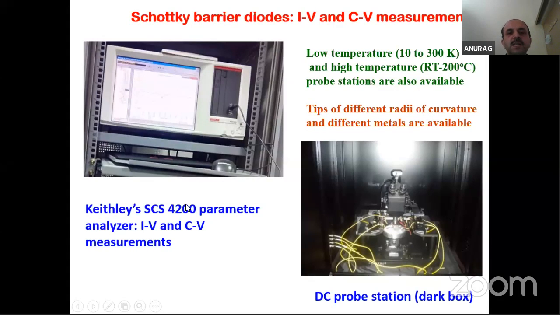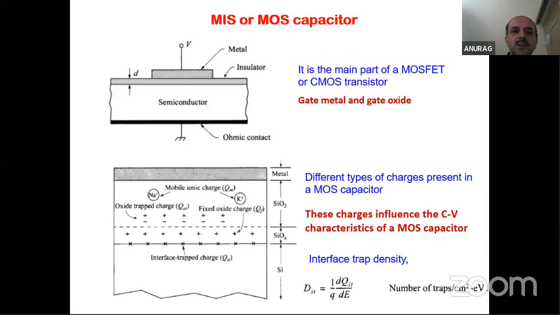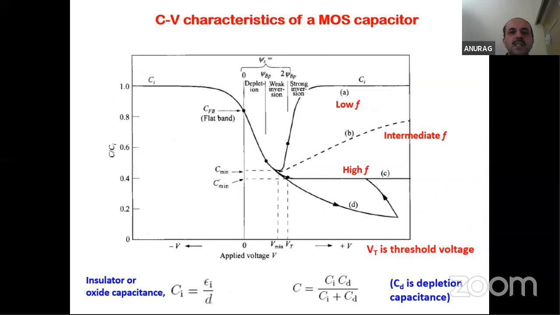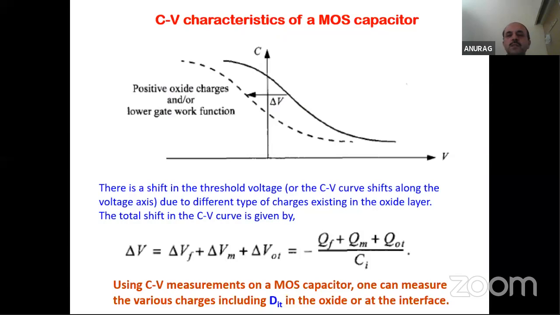It can do both IV and CV measurements. And this is a kind of a dark box with a DC probe station. Micro probes are there, so we can probe very small contacts also. And we can do the measurements from, let us say, I think it is not 10 Kelvin at present, 80 Kelvin to higher temperature, 200 degrees Celsius. And so all those IVT, CVT measurements we can do using this setup. I will not talk about MIS or MOS capacitor, but we can do CV measurements on MOS also.